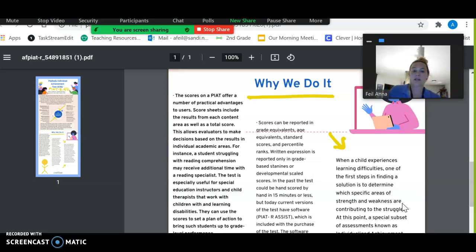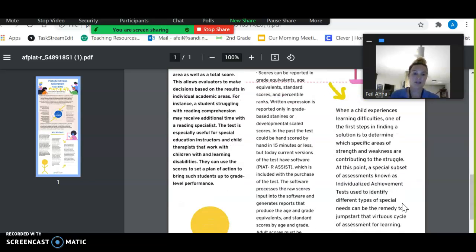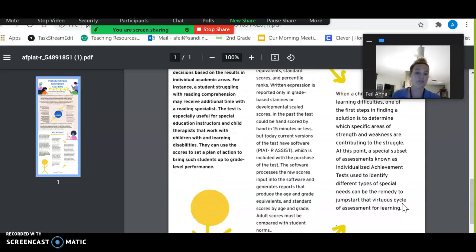The scores could be hand scored. With the old test, the examiner would hand score it really fast, in about 15 minutes. The new updated test has assist software that is included with the purchase of the test. It processes the raw scores and generates reports that produce the age and grade equivalents and standard scores by age and grade. And adult scores must be compared with student norms.